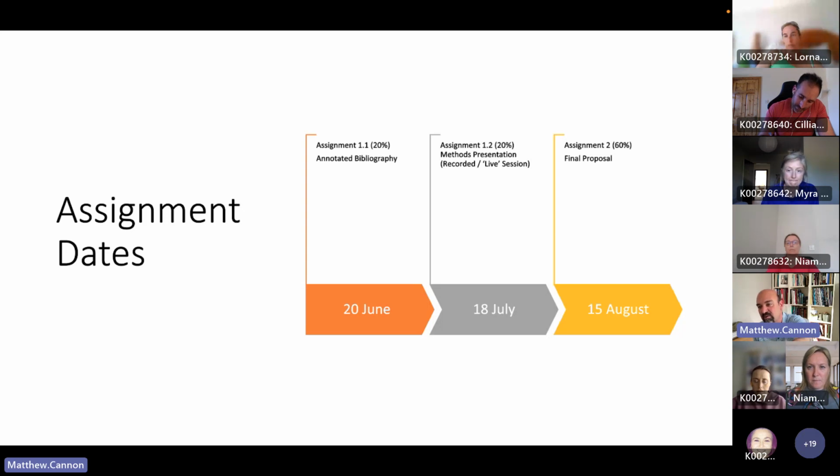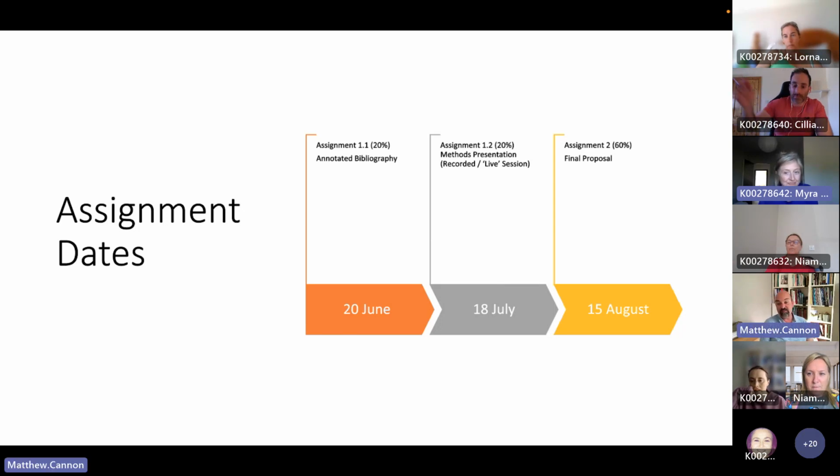I see Myra's hand up and then Neves. Myra, go for it. Hi, this is probably going to sound like a really silly question, but the annotated bibliography, is this kind of looking ahead to what we hope to look at for our thesis? Absolutely, yes. I suppose the reason I'm concerned is I don't have any idea what I'm going to look at. So I suppose it's just a case of going off and figuring that out.